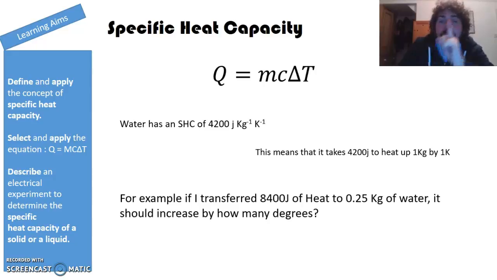So you should realise it's twice the amount of heat, and I'm heating less water. Remember it was inversely proportional to the mass, so it's 1 over a quarter. So 2 times 1 over a quarter is 8. Well done if you got that. You should have all got that, but there you go.